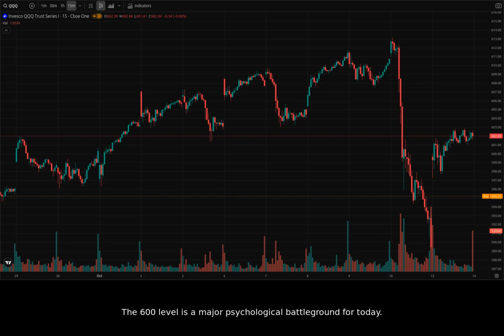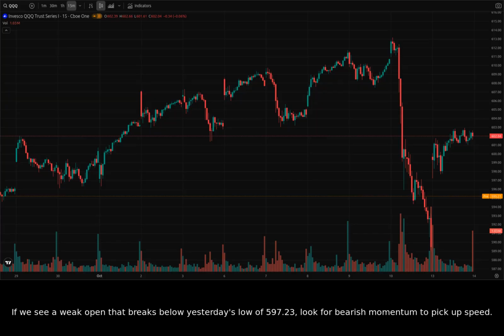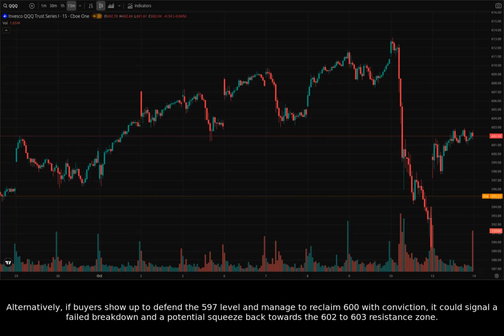The 600 level is a major psychological battleground for today. Watch for how the price interacts with this whole number in the opening minutes. If we see a weak open that breaks below yesterday's low of 597.23, look for bearish momentum to pick up speed. Alternatively, if buyers show up to defend the 597 level and manage to reclaim 600 with conviction, it could signal a failed breakdown and a potential squeeze back towards the 602 to 603 resistance zone.